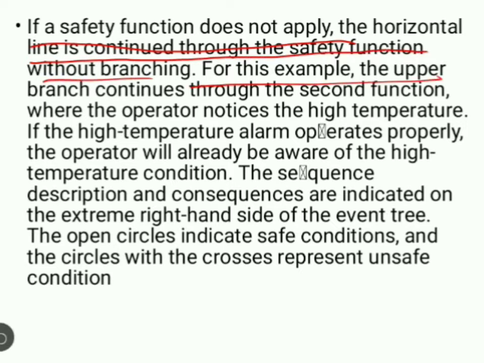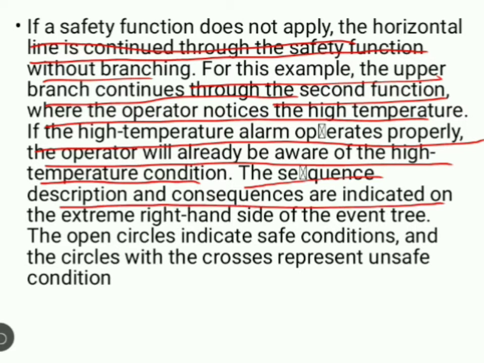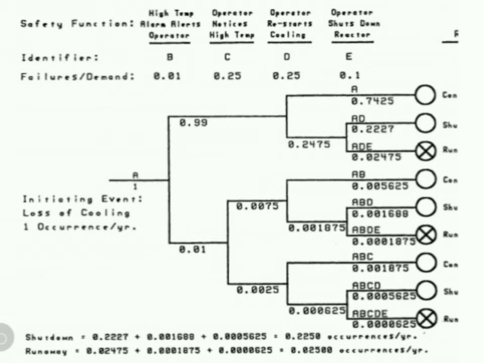Now for this example, the upper branch continues to the second function, where the operator notices high temperature. If the high temperature alarm operates properly, the operator will already be aware of the high temperature. This sequence description and consequence are indicated at the extreme right of the system. Now we can see by the diagram itself.